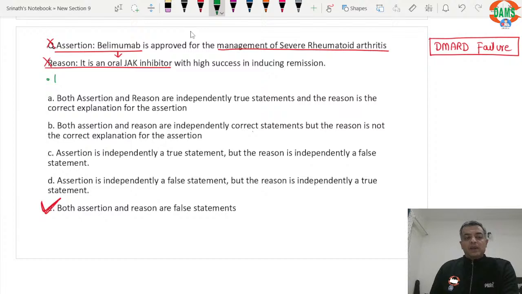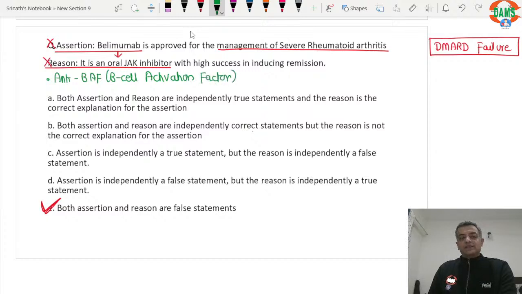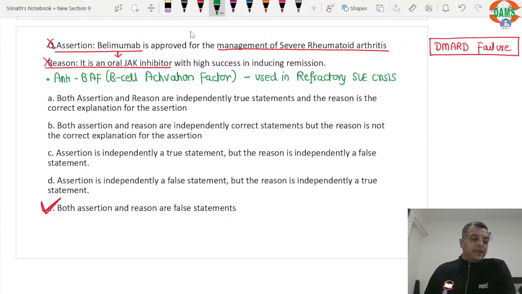No. Belimumab is an anti-BAFF, B cell activation factor. It is an antibody against B cell activation factor, which is used in the refractory crisis of SLE. In refractory SLE crisis, I can give the anti-B cell therapy. That is anti-B cell activation factor.